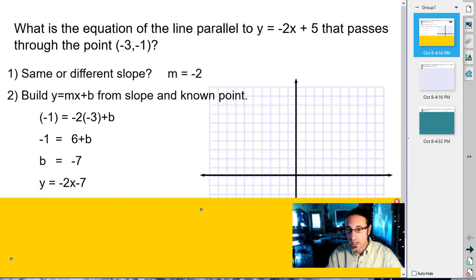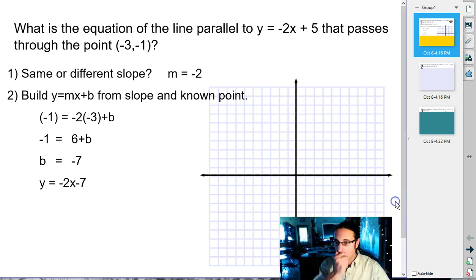Now, some people may ask, could I actually graph this as well? The answer is yes, but you need to be really careful, because if you have any kind of funky fractional points, graphing it can be brutal. And so I try to just keep it as clean as I can. So let's just go ahead and do a quick graph here. I'm just going to start with the original, plus 5, 1, 2, 3, 4, 5. And then I'm going to go down 2 over 1, down 2 over 1, down 2 over 1, down 2 over 1, right? And then I can extend this indefinitely.